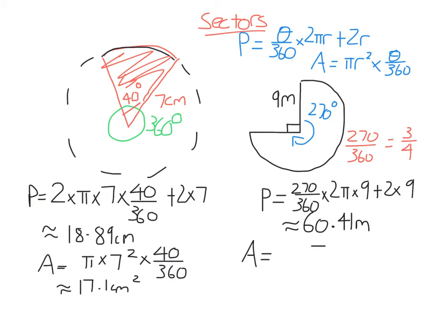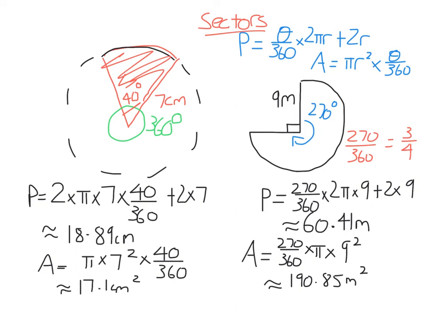So the area of the full circle is pi times radius squared, and we just times that by theta over 360. We times it by 3/4 because it's 3/4 of a circle. So putting that on a calculator, we should get about 190.85 meters squared. So you need to add in these straight edges when finding the perimeter, but note I didn't do it when finding the area.